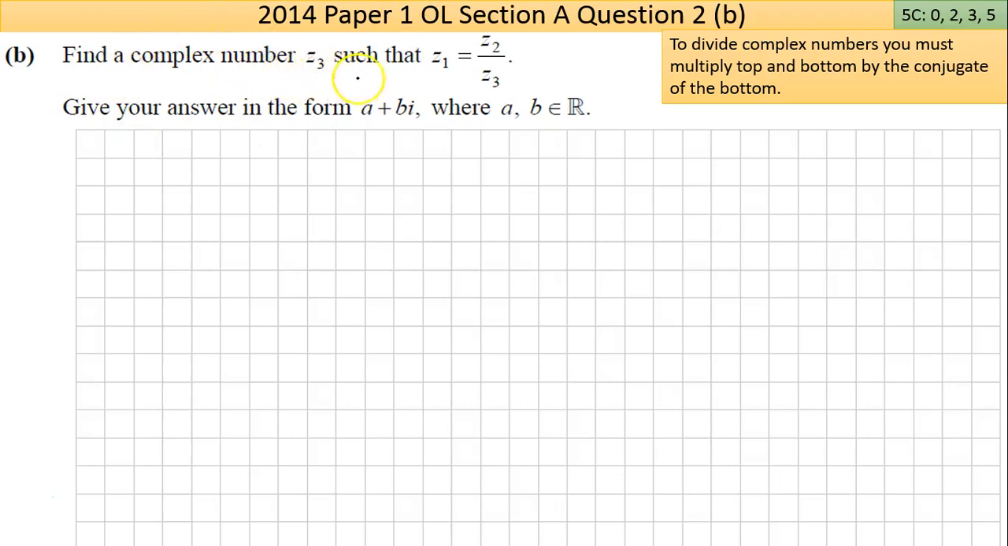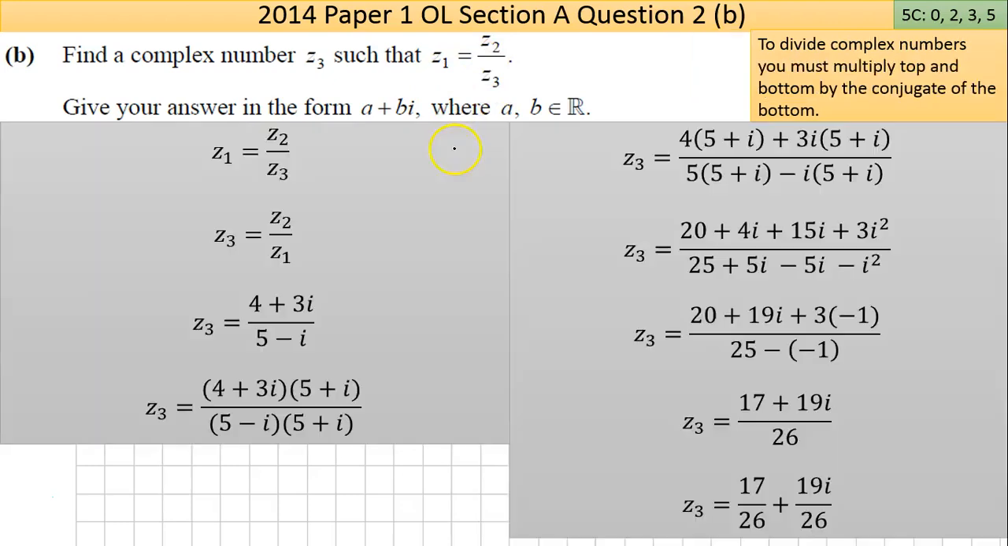Find a complex number z3 such that z1 is equal to z2 over z3. All that means is, your answer to this question, z2 divided by z3, is that equal to z1? Now you know what z1 and z2 are, and you're asked here to find z3, so it's not as straightforward as you think it is on first glance.